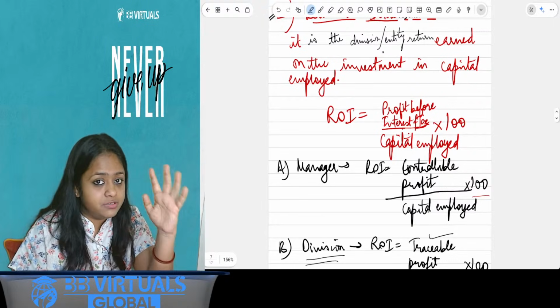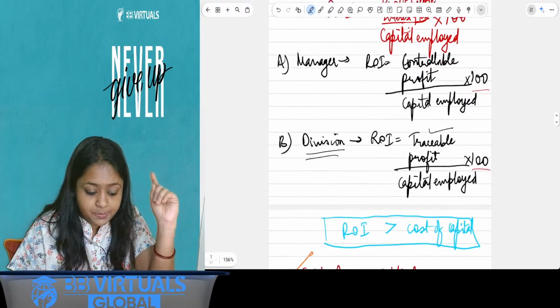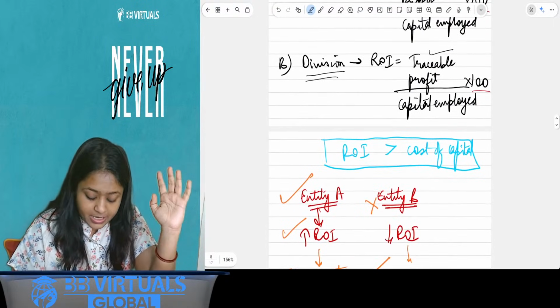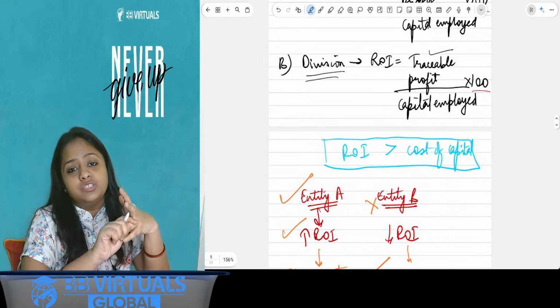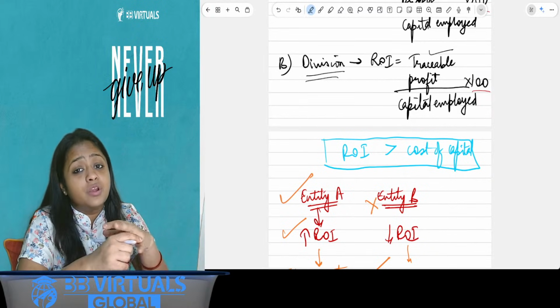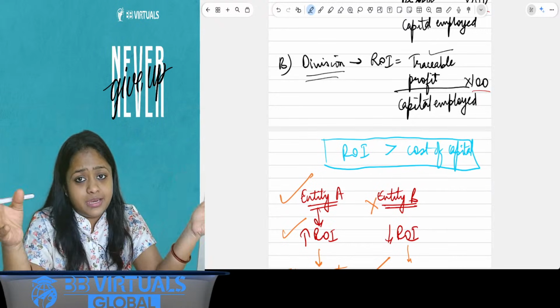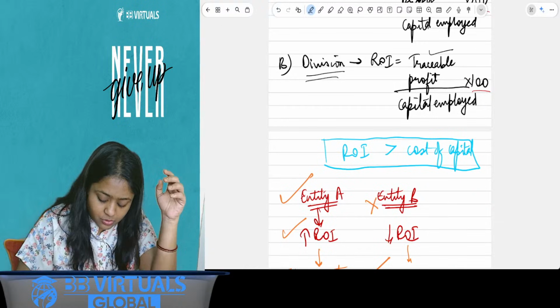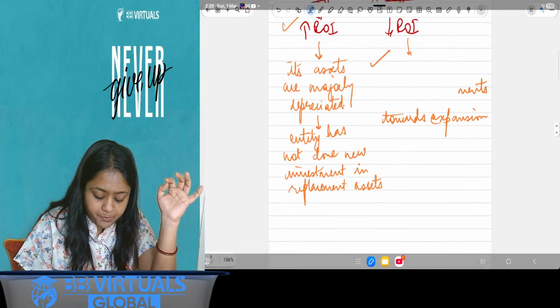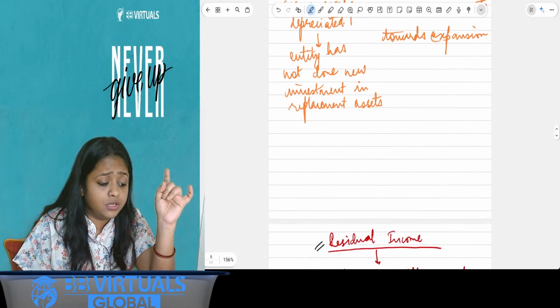Remember, when you're doing divisional profit, you will always take traceable profit here. Clear? Very important. Good. Now, the project would always be accepted if the return on investment is more than the cost of capital. And it basically means that the entity is doing well.